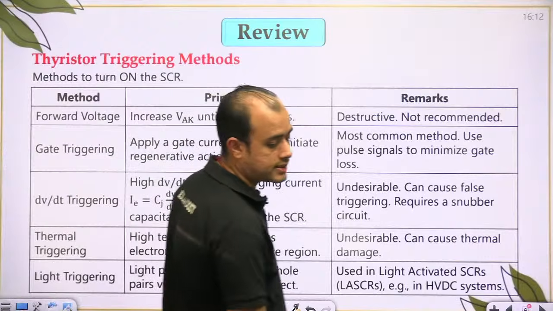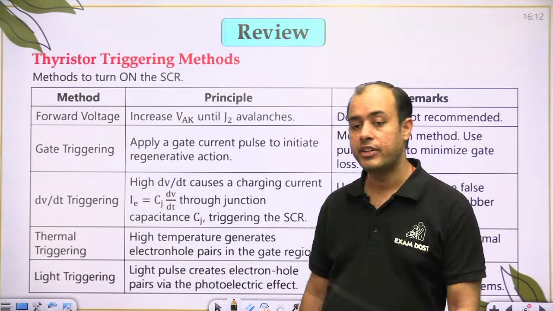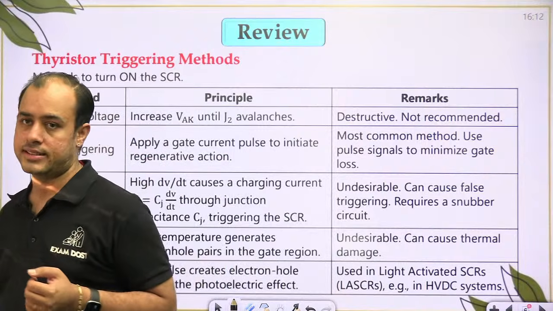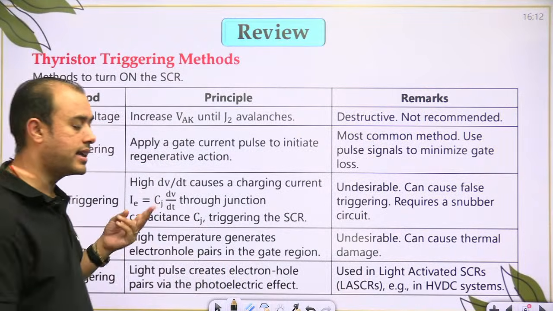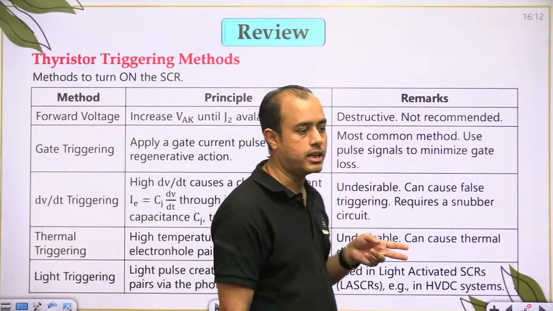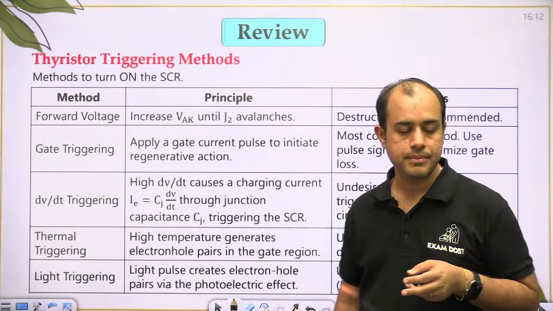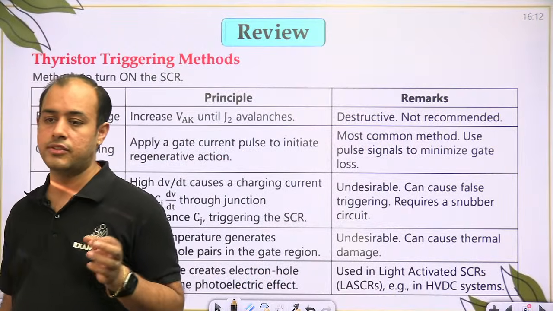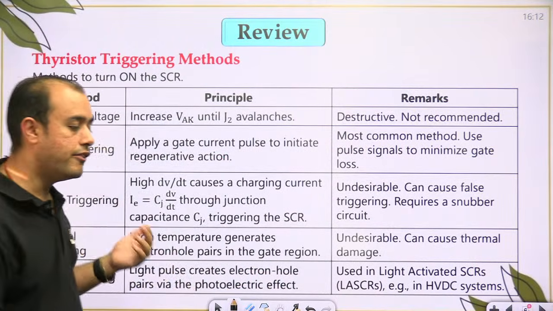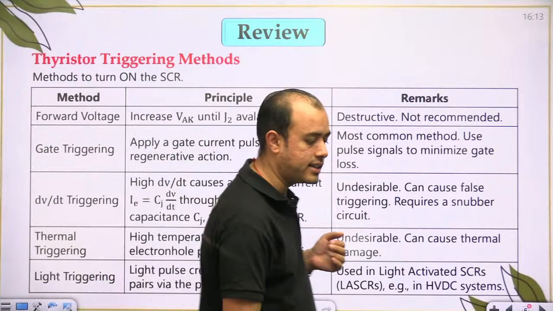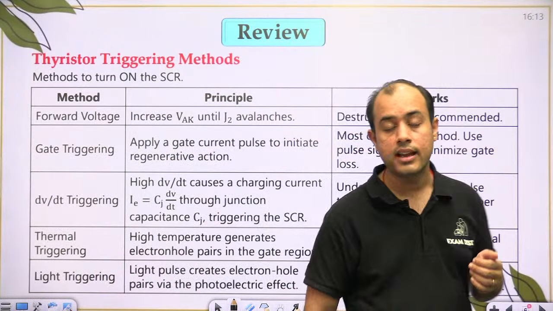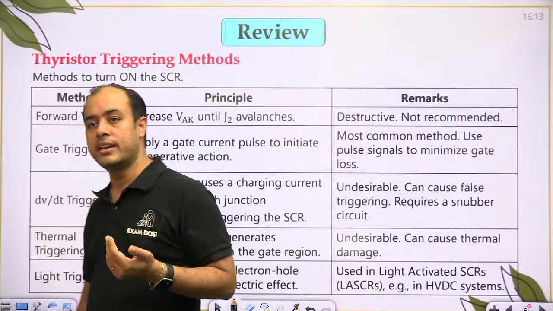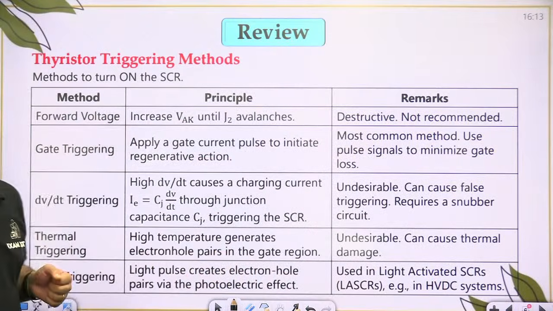Now, triggering methods. First is forward voltage triggering, where we keep on increasing the voltage until J2 breaks down. Second is gate triggering, where we apply a gate pulse to trigger the SCR. In gate triggering, we can remove the gate pulse once the current reaches the latching current. So, we can use pulse gate triggering. In that also, if you use high frequency pulses, you can reduce the size of the pulse transformer.